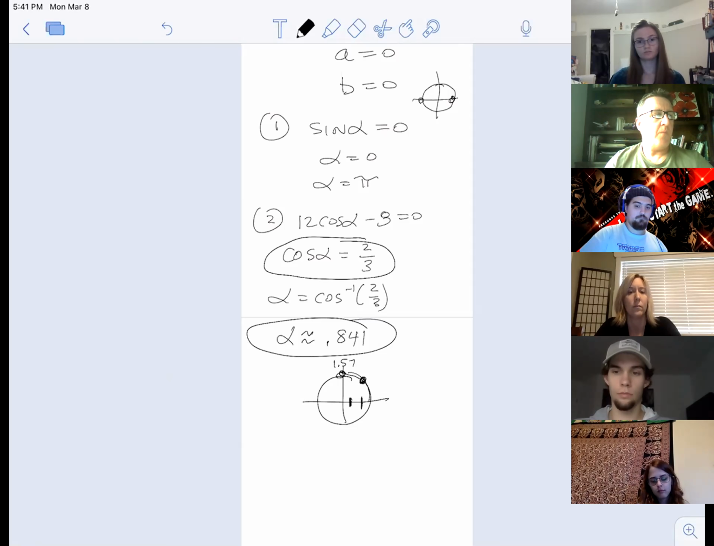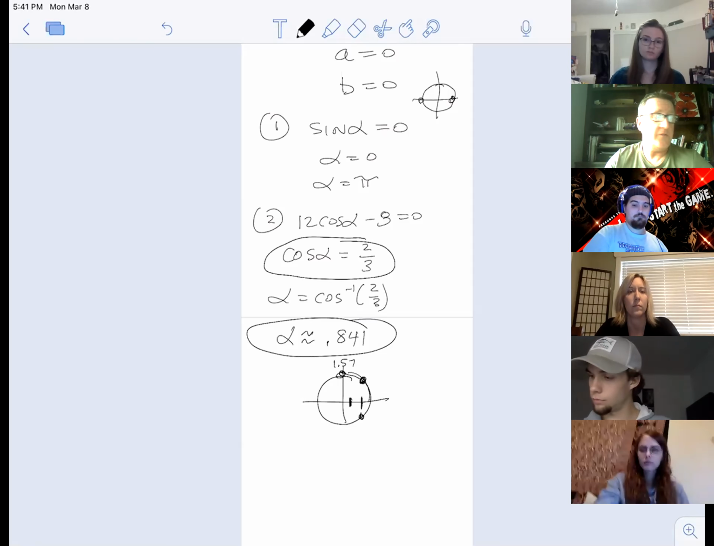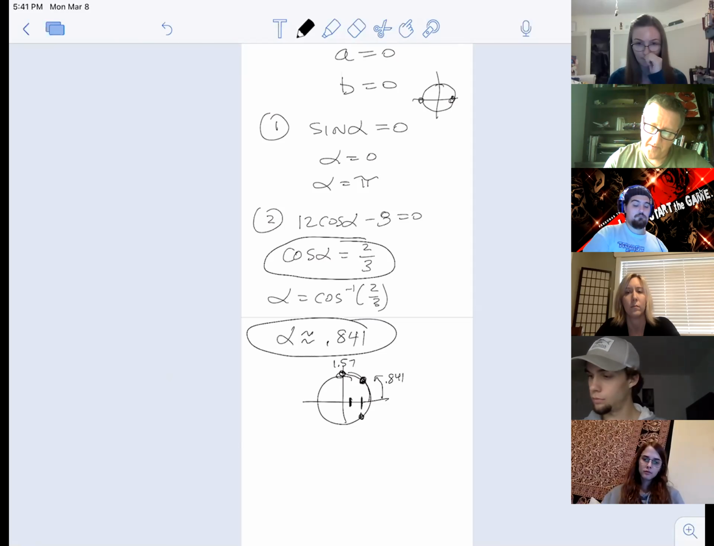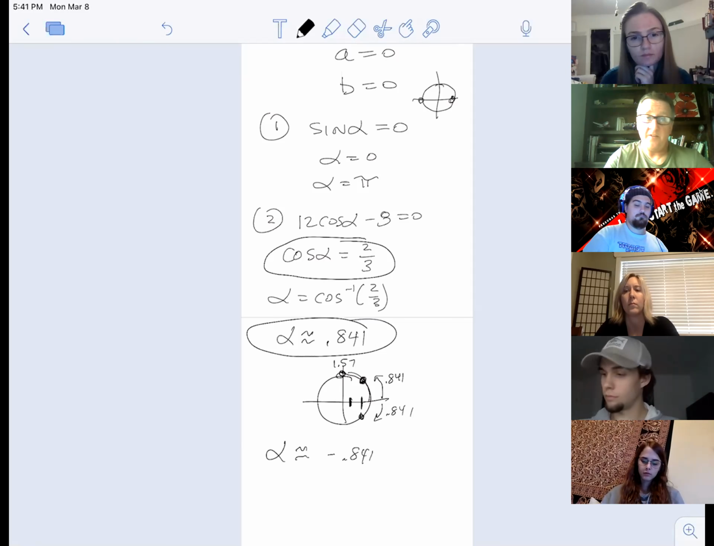That makes sense. But there's also a second answer to that. Since cosine of an angle is 2/3 and that's an x coordinate, isn't there another one down here? Doesn't that also have the same exact x coordinate of 2/3, positive 2/3? Since this was up 0.841, then isn't that down 0.841? So I could say the other angle is negative 0.841. If nobody makes me write it otherwise, I'm done.